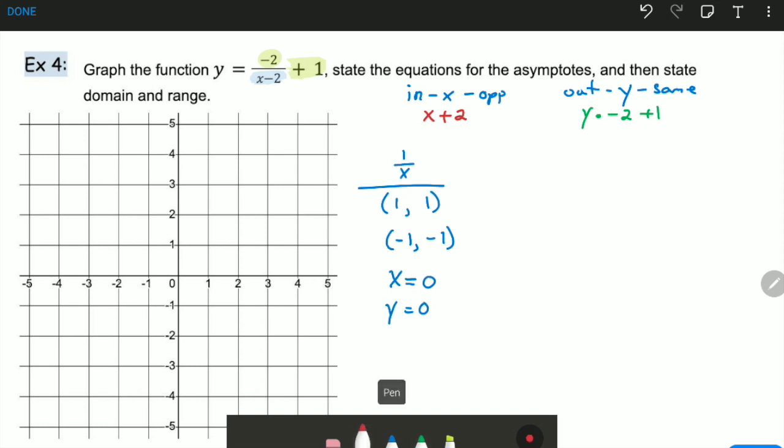From here, we'll apply our transformation rules to each of these key points and key ideas for the function 1 over x. Like I've done in the past, I'm going to do all my x stuff first, and then I'll go back and do the y stuff. My rule for x is to add 2 to my x values. So my first ordered pair will add 2 to the x value. 1 plus 2 is 3. Second one, -1 plus 2 is +1.